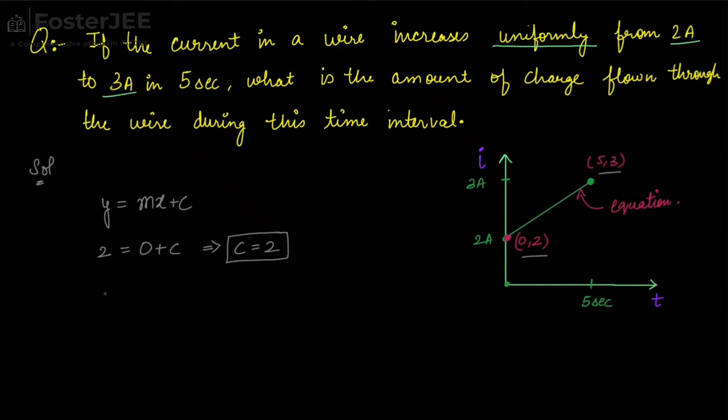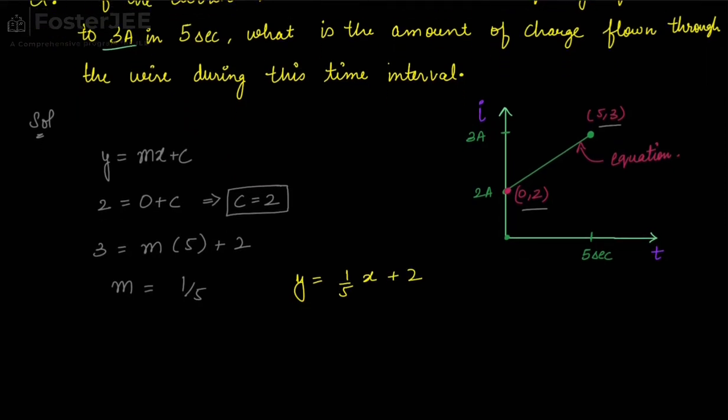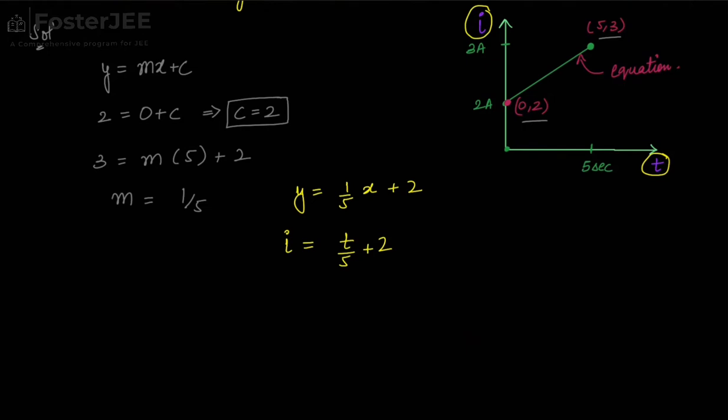Let's put the second point. We will get 3 is equal to m times 5 plus c, that is 2. The value of m comes out to be 1 upon 5. Hence the equation of line is y equals to 1 by 5 x plus 2. In place of y we have current and in place of x we have time. So I will be t by 5 plus 2. Hence we are able to get the variation of current with time.